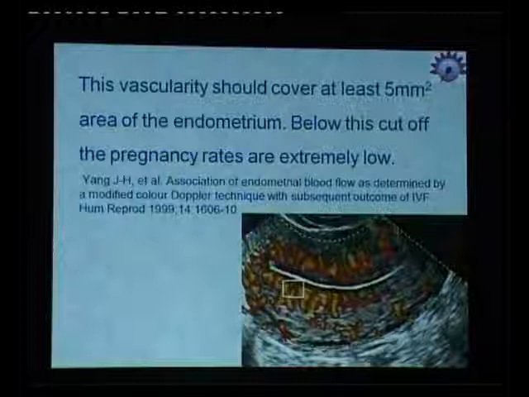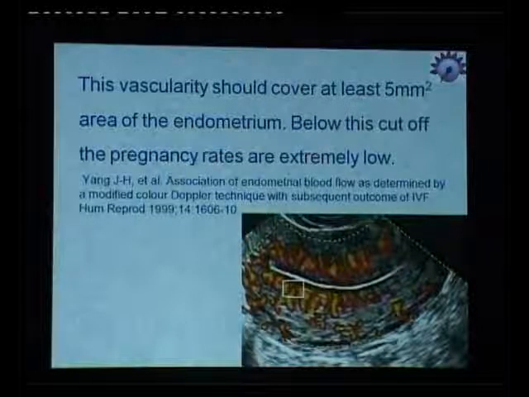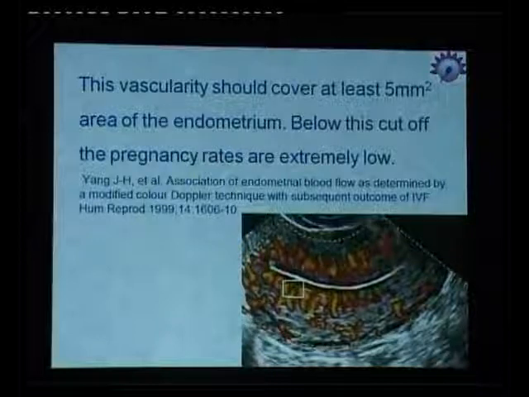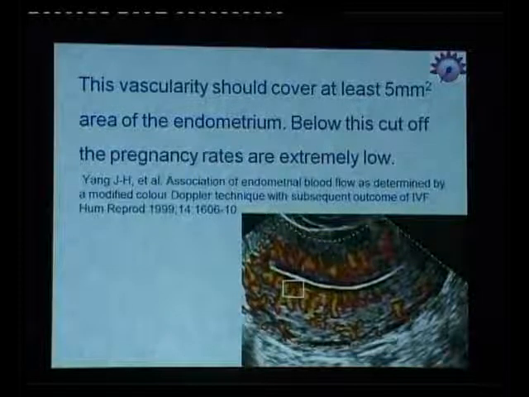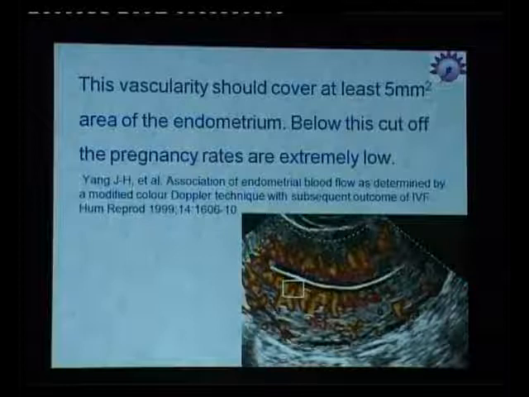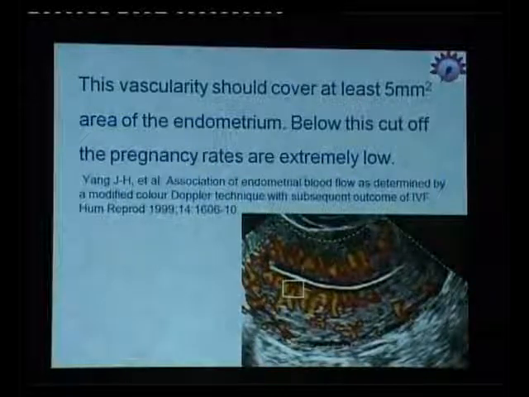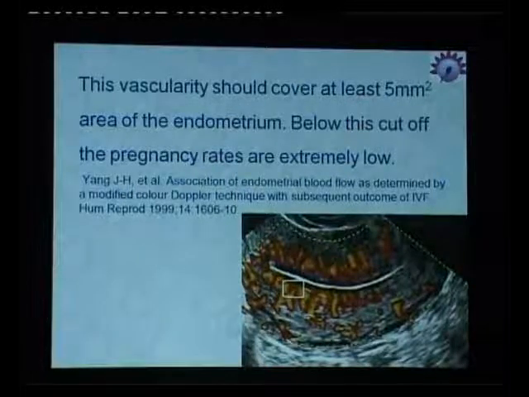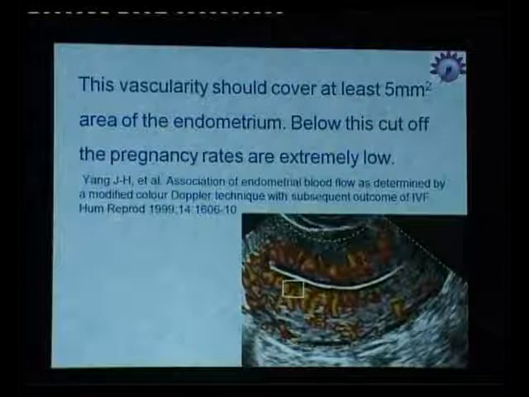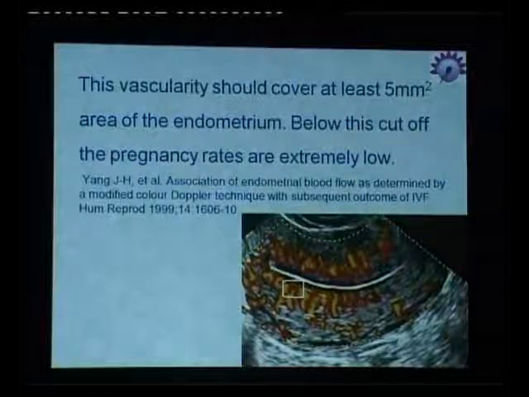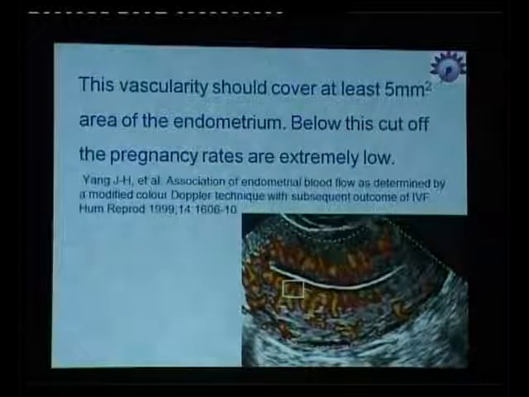This vascularity must cover at least 5 millimeter square area of the endometrium. That means if I am saying that the vascularity is reaching zone 3, at least 5 millimeter square area of zone 3 must be vascularized, because that much area is required for the implantation to occur. If it doesn't, that means the vascularity is inadequate.